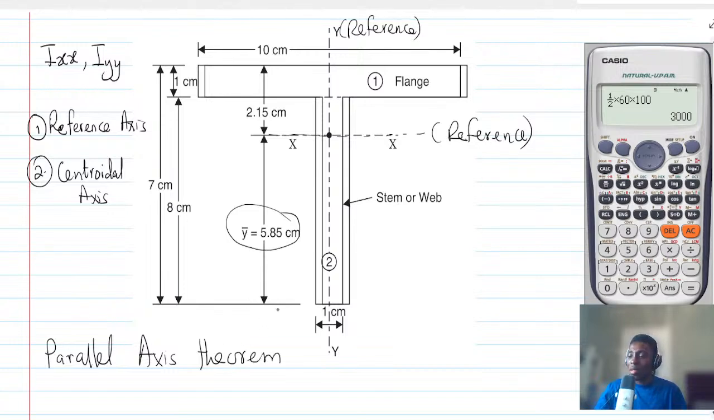Now, what does it mean? So the parallel axis theorem simply means that whenever you have an axis and then you have another axis which is parallel to it, then there is a certain distance between the two axes. So let's look at the flange or area 1. We can draw an x axis to pass through this area. Maybe let me use a different color so that you get what I'm trying to say.